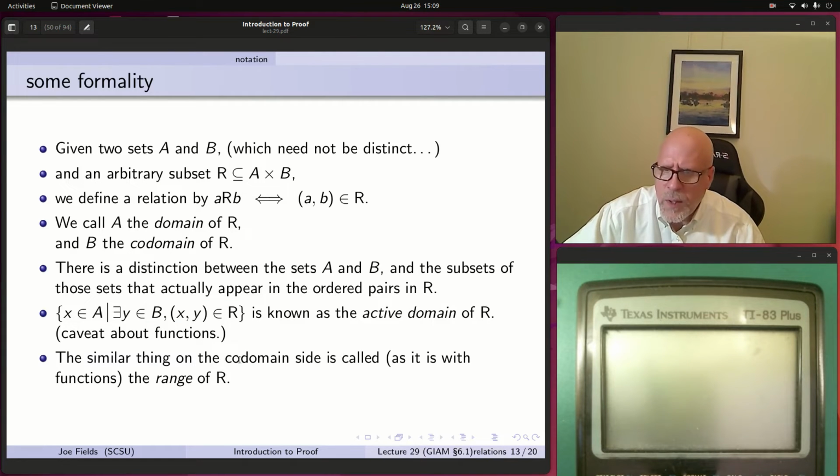Okay, and I know you've already said this too. The codomain side, that's the right-hand side or downstream side, if you're thinking about the direction of the arrows. We have a similar idea. The things that actually appear as right-hand elements in some of the ordered pairs in R, that's called the range.